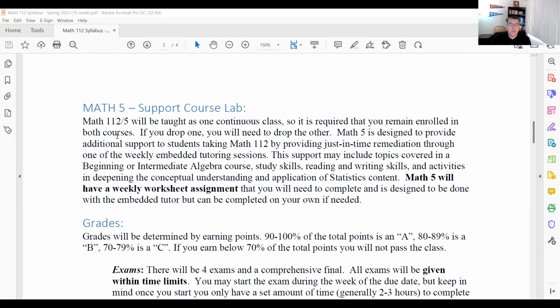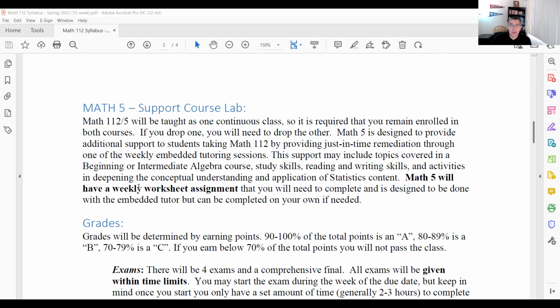The Math 5 support lab, Math 112.5, will be taught as one continuous course, so it's required that you remain enrolled in both courses. If you drop one, you'll need to drop the other. Math 5 is designed to provide additional support to students taking Math 12 by providing just-in-time remediation through one of the weekly embedded tutoring sessions. This support may include topics covered in beginning or intermediate algebra course, study skills, reading and writing skills, and activities in deepening the conceptual understanding and application of statistics content.